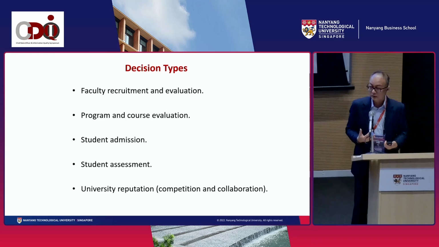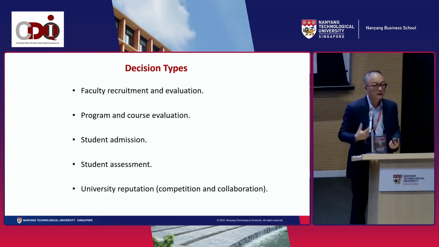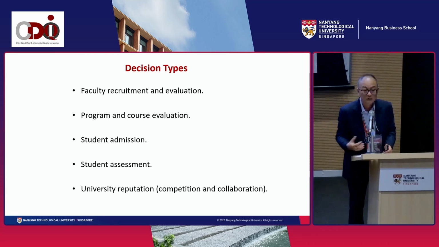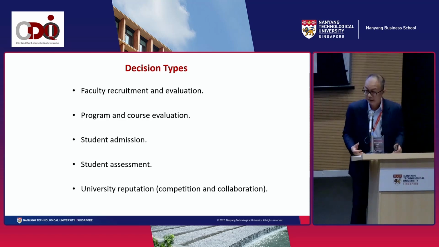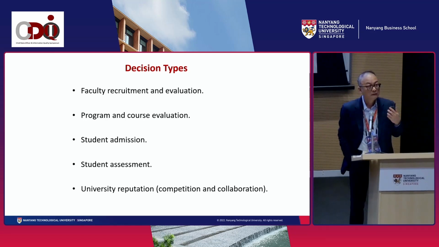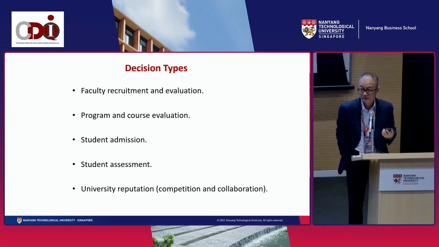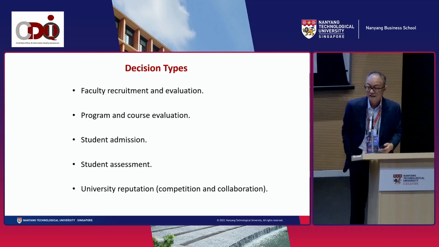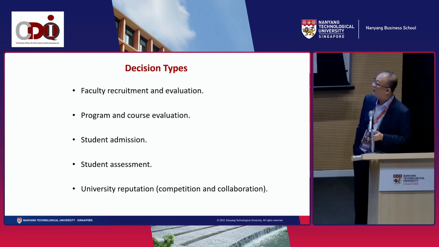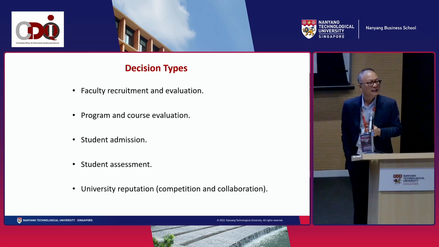And finally, university reputation. We need to make sure that we are competitive. We need to make sure that we collaborate with the right institutes and the right universities. We collaborate with our competitors as well. And we need a process to evaluate that as well. These are the types of decisions that we face. Today, I'm just going to use one of them as an illustration for the two challenges that I face. I do face all those challenges in all these 5 types of decisions, and these are the things that keep me awake at night. So hopefully you can let me have a bit more sleep in the future.